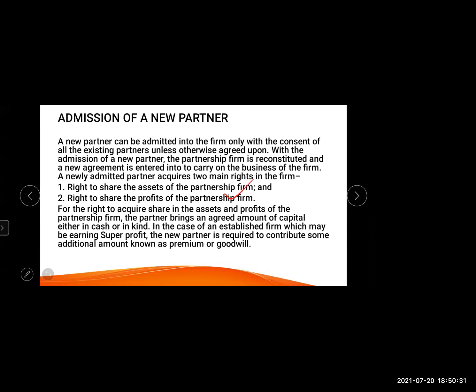Okay. Now, what are the rights? The newly admitted partner acquires two rights. Two rights hai jo naya partner aata hai. The right to share the assets of the partnership. Jo partnership mein jo companies hai, wo asset wo share karega, obvious. Or the profit.